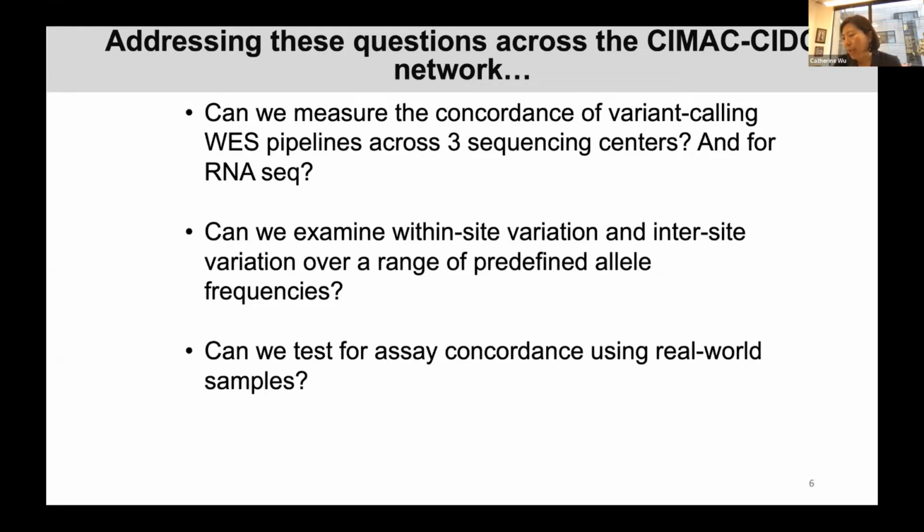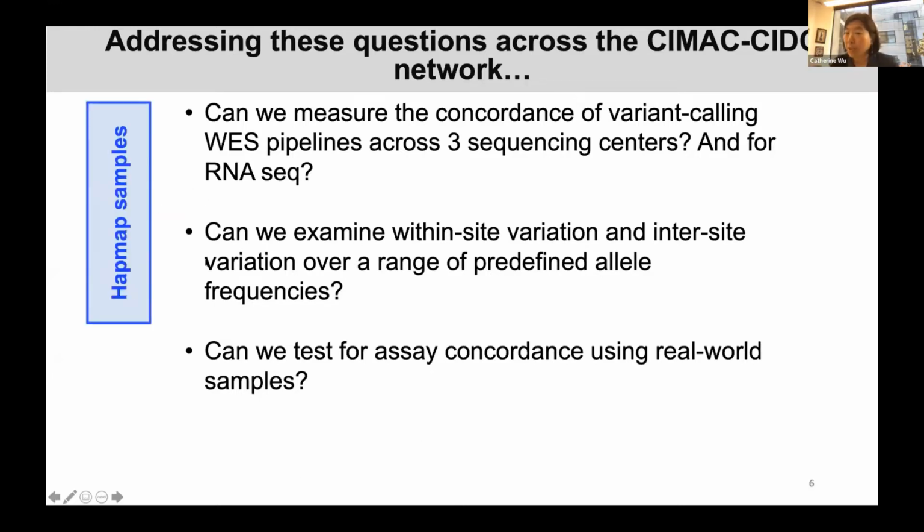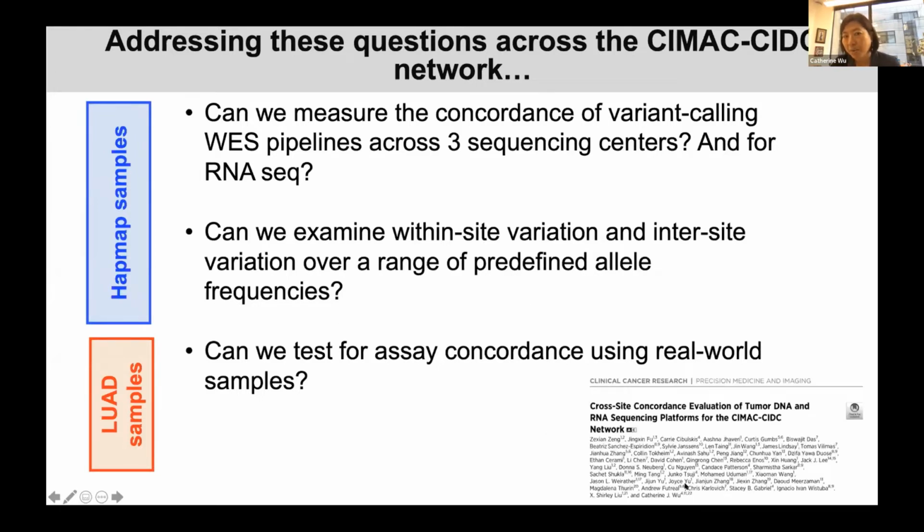And could we actually start to look at real world samples? And so, for example, working closely hand in hand with both folks at the NCI and also at MD Anderson, we started to think about the HapMap samples. I'll come back to that. And also having available real life patient tumor specimens that we could use to try to benchmark and evaluate this. And I'm happy to report that our work in this area was recently published.